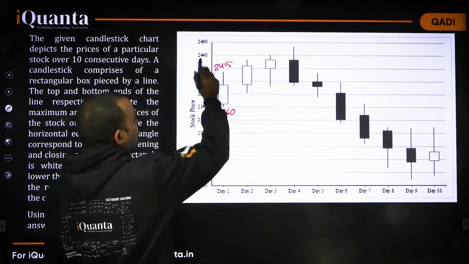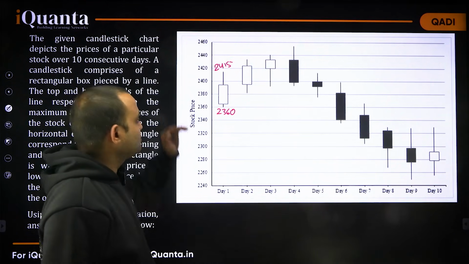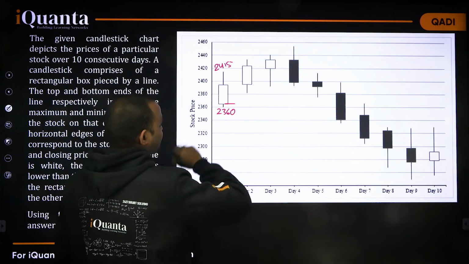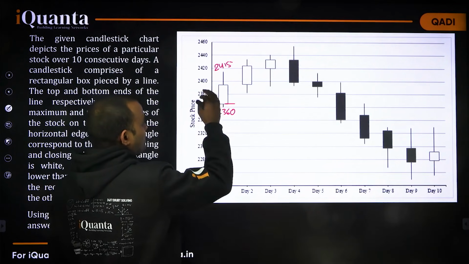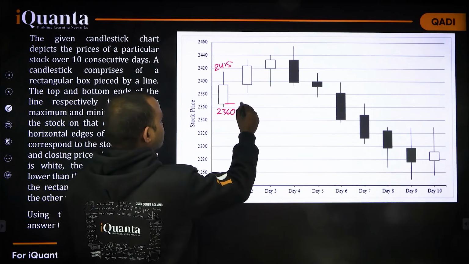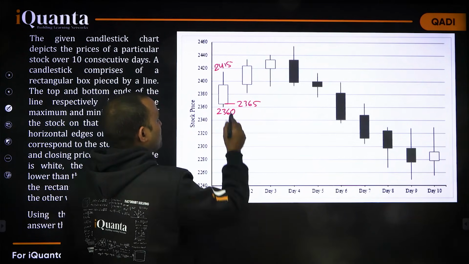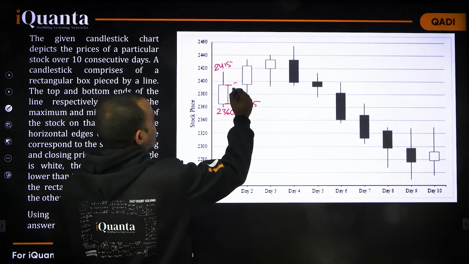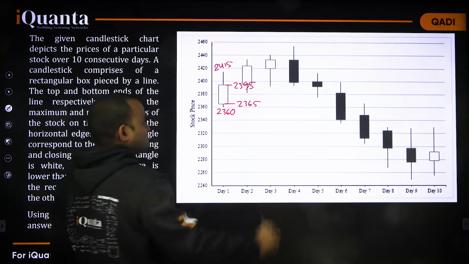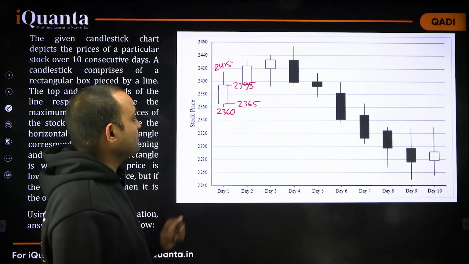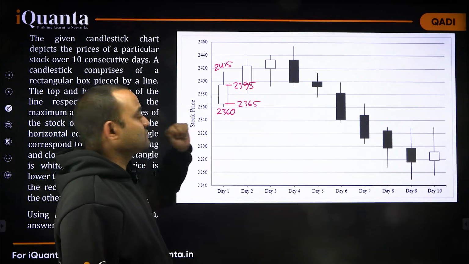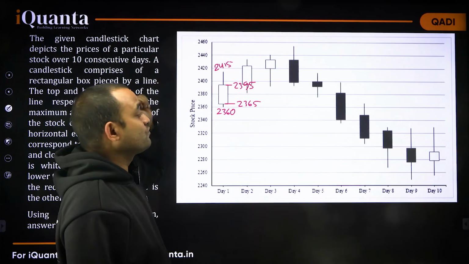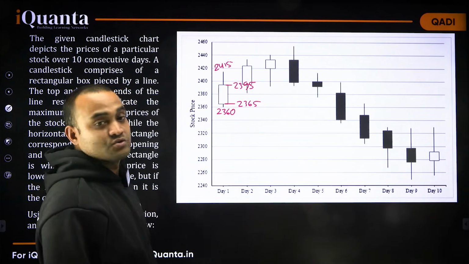Between 2400 to 2420 is 2410, and above that 2415. What was the opening price? This is the opening price, which is again between... so 2365. What is the closing price? This is the closing price, again between... so this will be 2395. Okay, so for this share on day 1, the opening price is 2365, closing price 2395. The maximum price it hit is 2415. The minimum price it had was 2360.